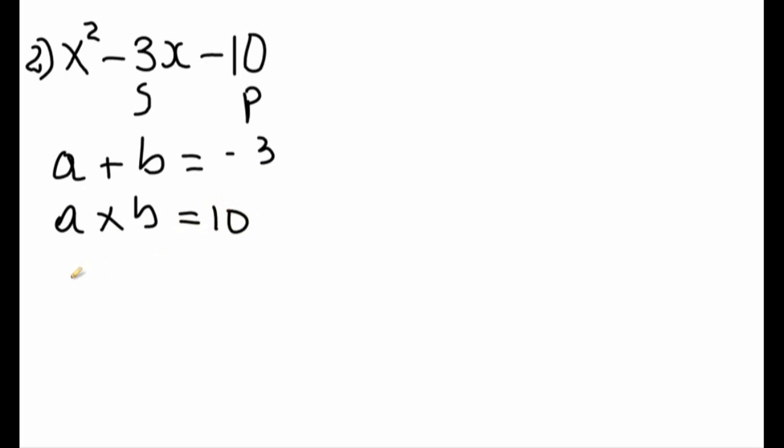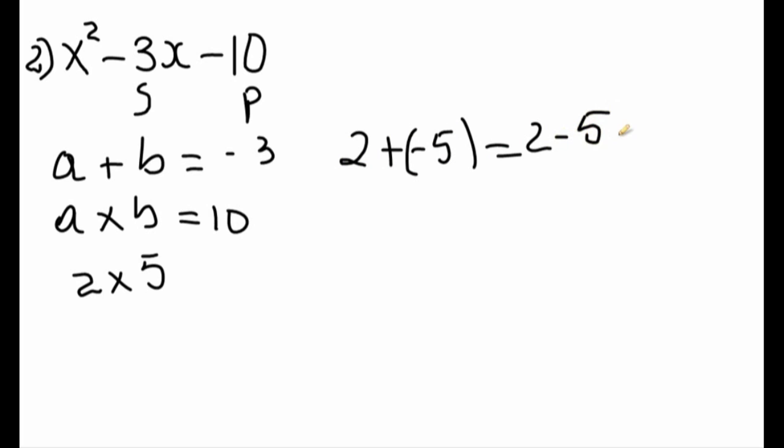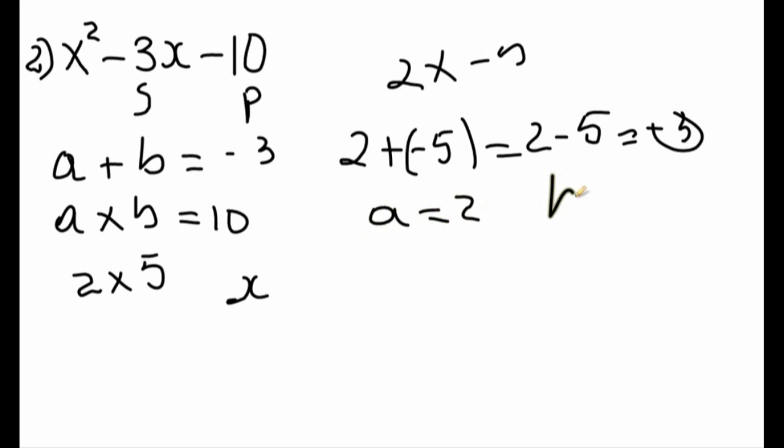I know 10 is 2 times 5, and with whole numbers that is the only way to have 10. But now how can I get -3? The sum should be -3, so it should involve -5. If I have 2 plus -5, it's gonna be 2 minus 5. This gives me -3. So I find the sum, which is -3, and the product, 2 times -5, equals -10. So I got those numbers. In this example, a equals 2 and b equals -5, since I can find the sum as well as the product.